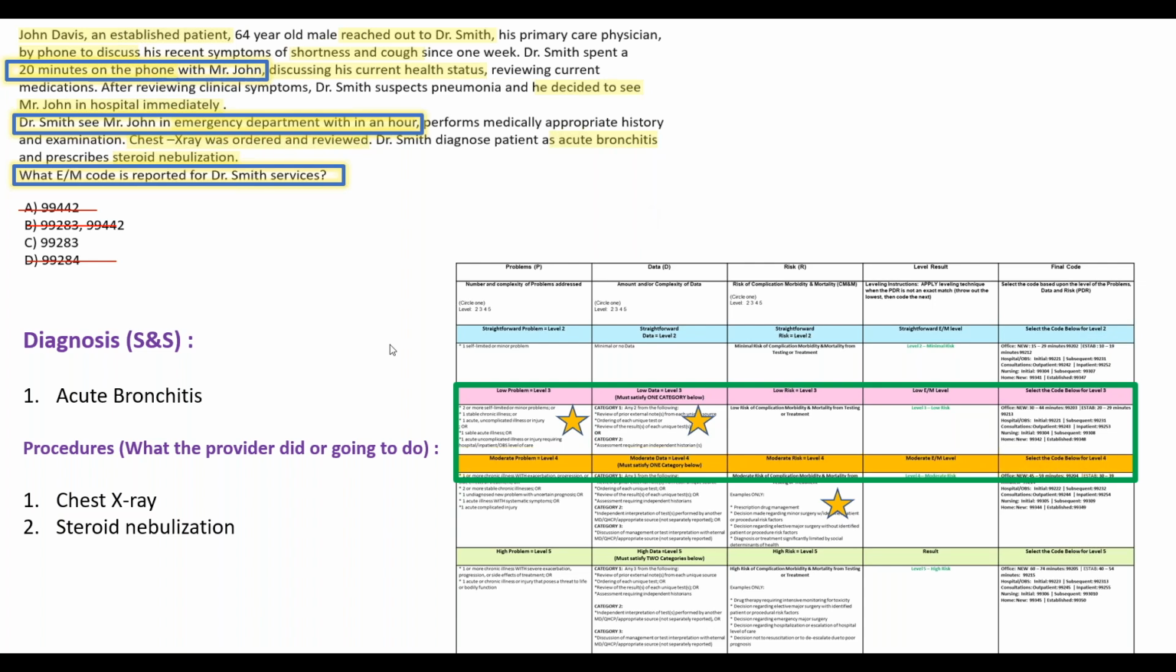Exactly. There was a prescription ordered, and that would be a moderate level risk. And the E&M level would be a low level E&M, and that would be 99283 for emergency department visit. That would eliminate option D, and the correct answer is going to be option C, 99283. So was that an aha moment, coders?